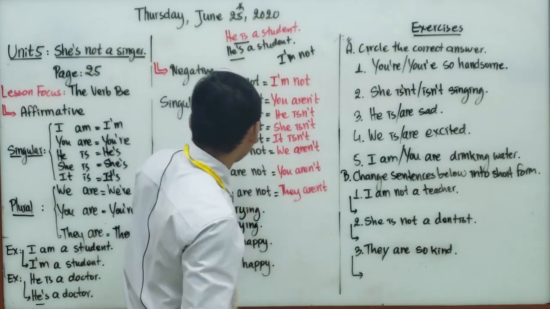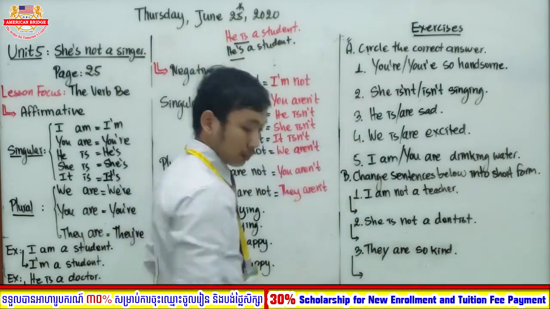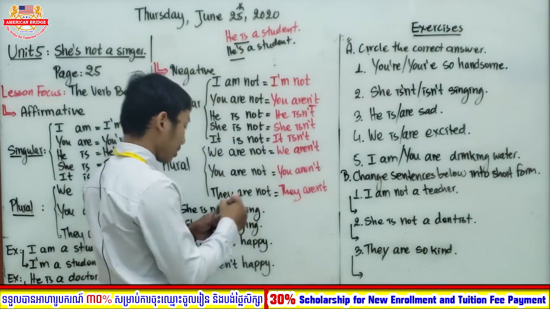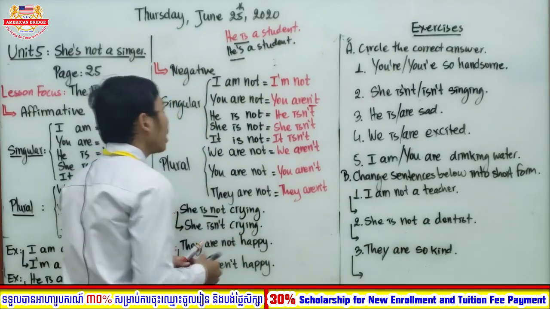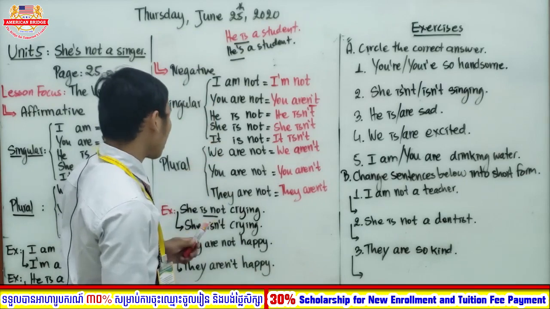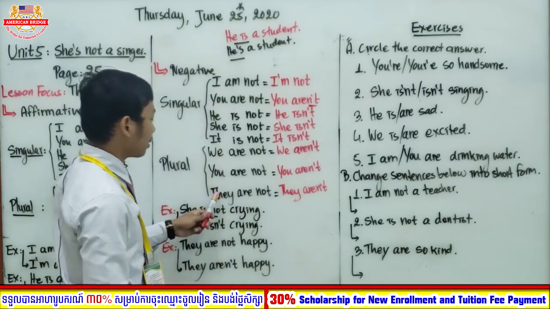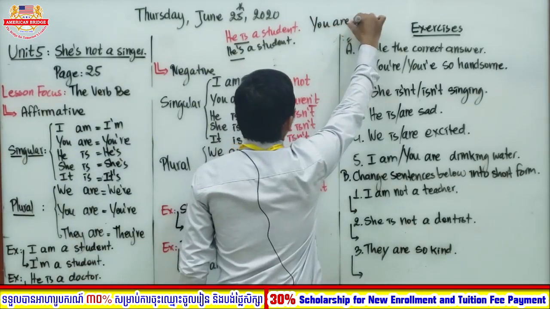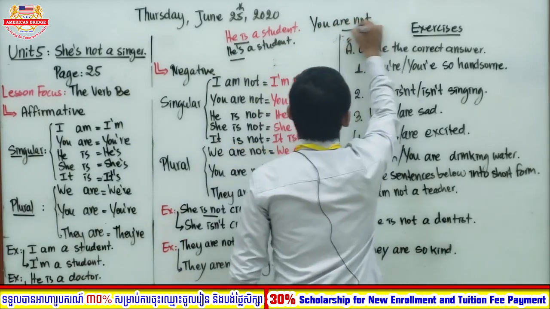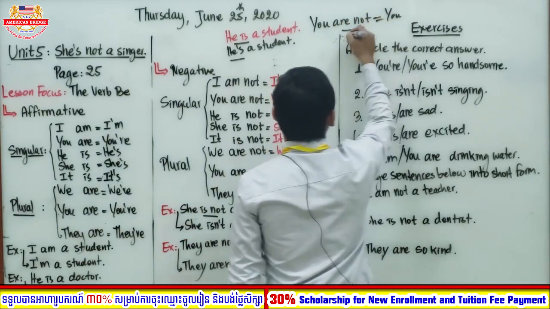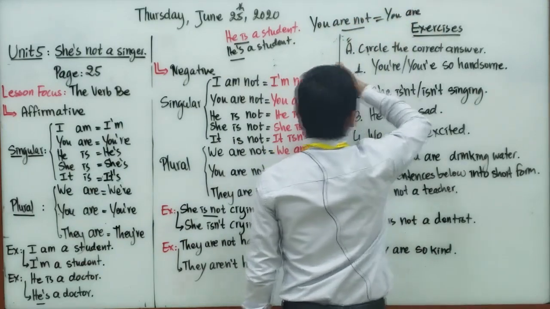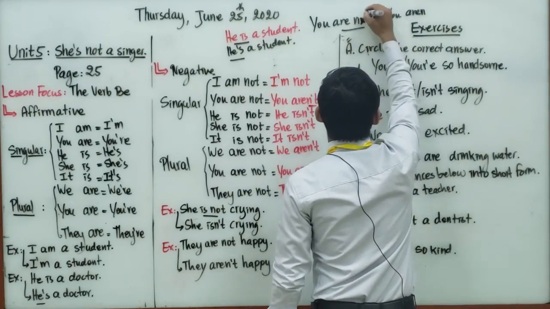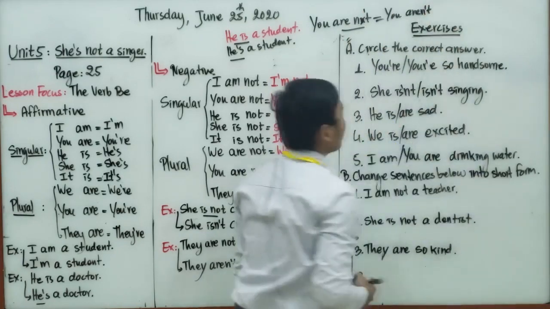Okay? What about this one? You are not. You are not equals, what is that? You aren't. It's very easy from you up until it, and also from you up until this one. For example, you are not. So I'm not here, everyone. You still remain the same, but not, you just put an. You need to delete O and then put an apostrophe. It becomes you aren't. Got it?